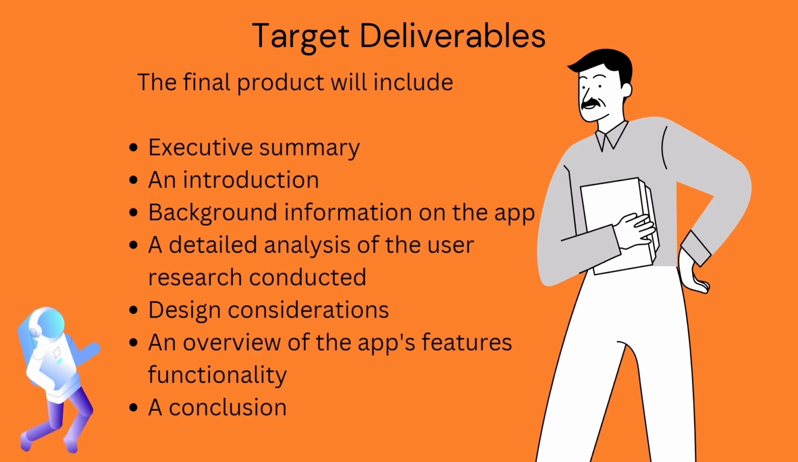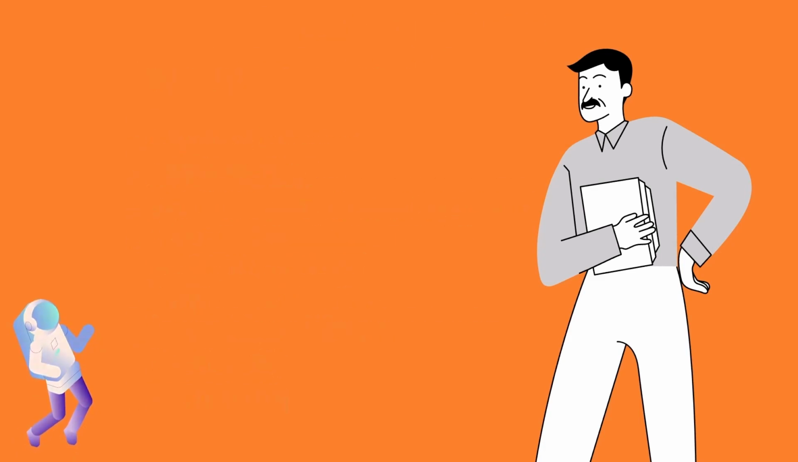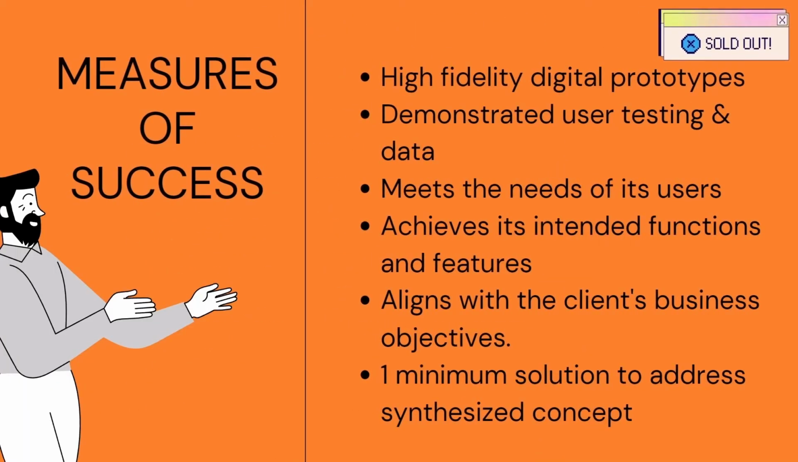Target deliverables. My final product will include an executive summary, an introduction, background information on the app, a detailed analysis of the user research conducted, design considerations, an overview of the app's features and functionality, and finally a conclusion.